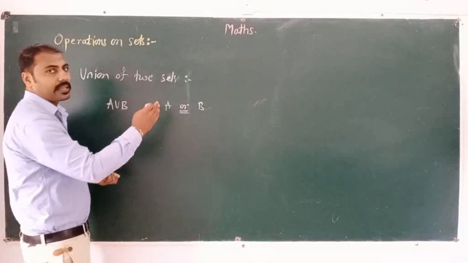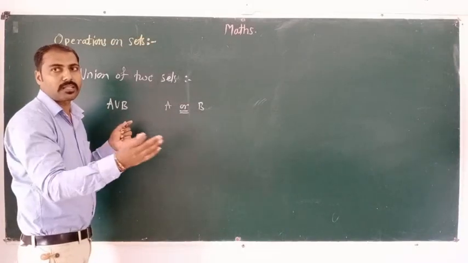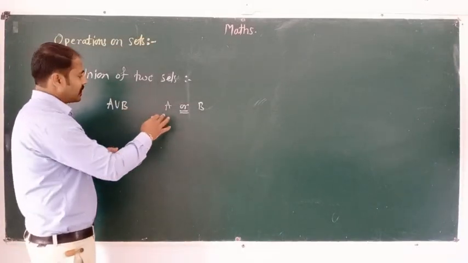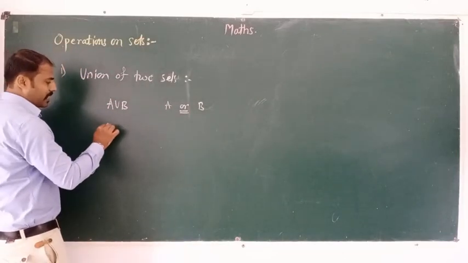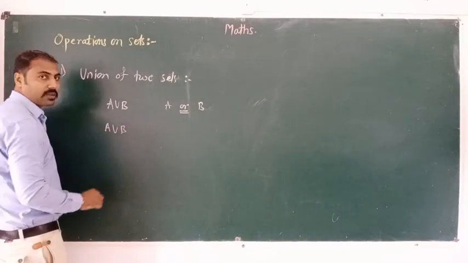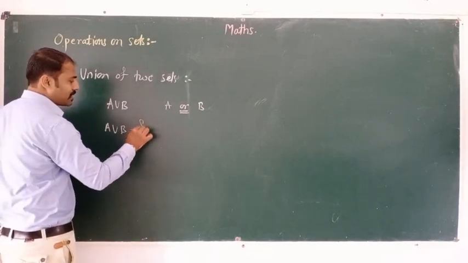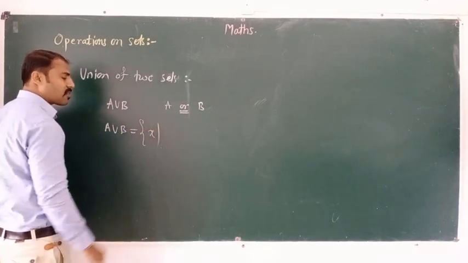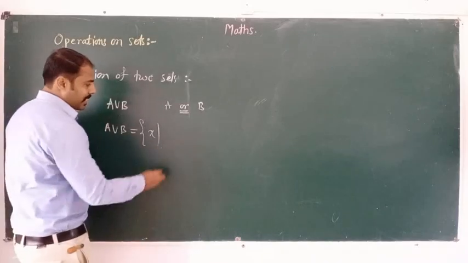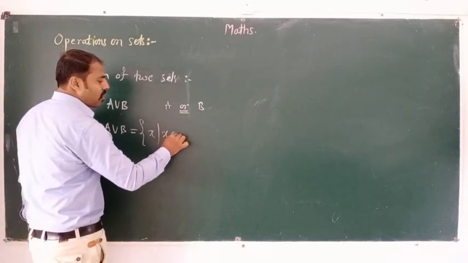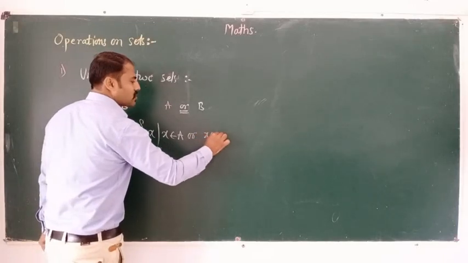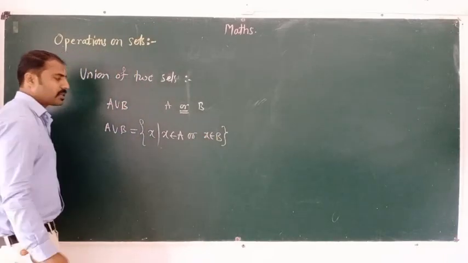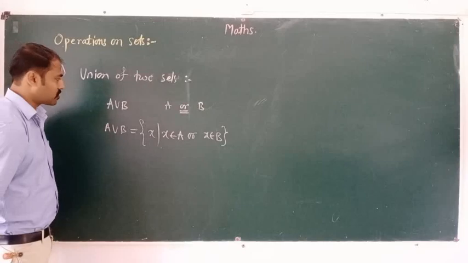A मधले किंवा B मधले दोन्हीतले सगळेच घ्यायचे, ते म्हणजे A union B, and it is defined like this in the set builder method. A union B is the set of all elements X such that X belongs to A or X belongs to B.